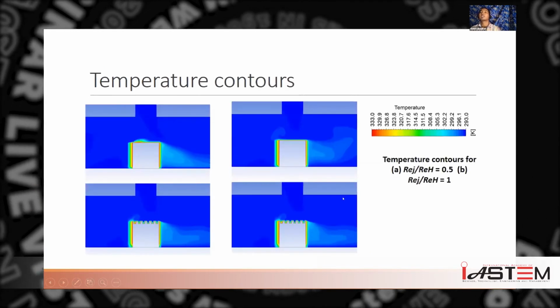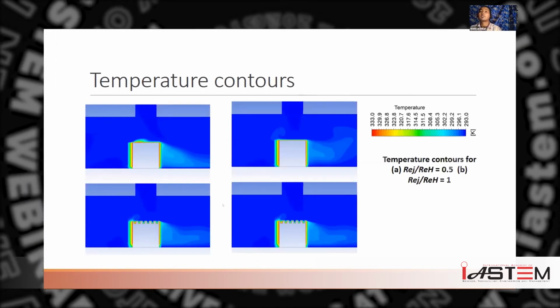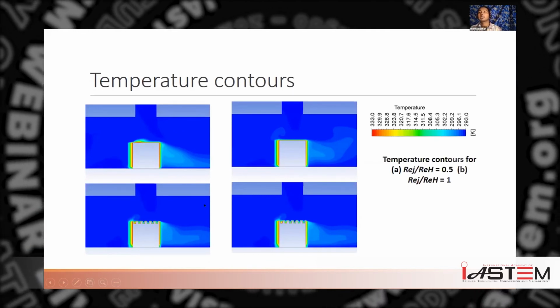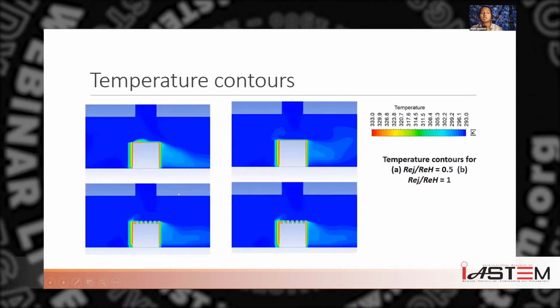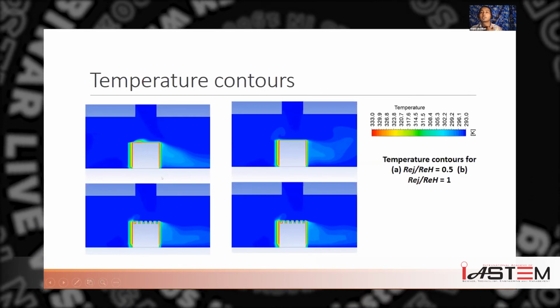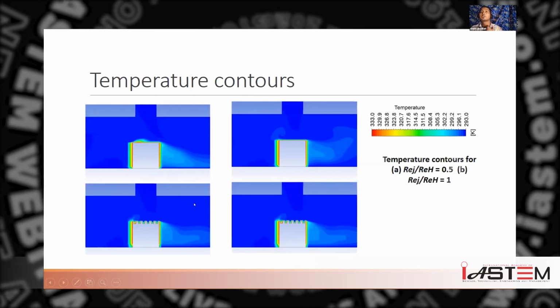Now let's talk about the temperature contours, as seen in the figure. The presence of the groove radically transforms the thermal boundary layers. The majority of the transformation has occurred over the top of the cube. The influence of the high temperature region is also reduced.